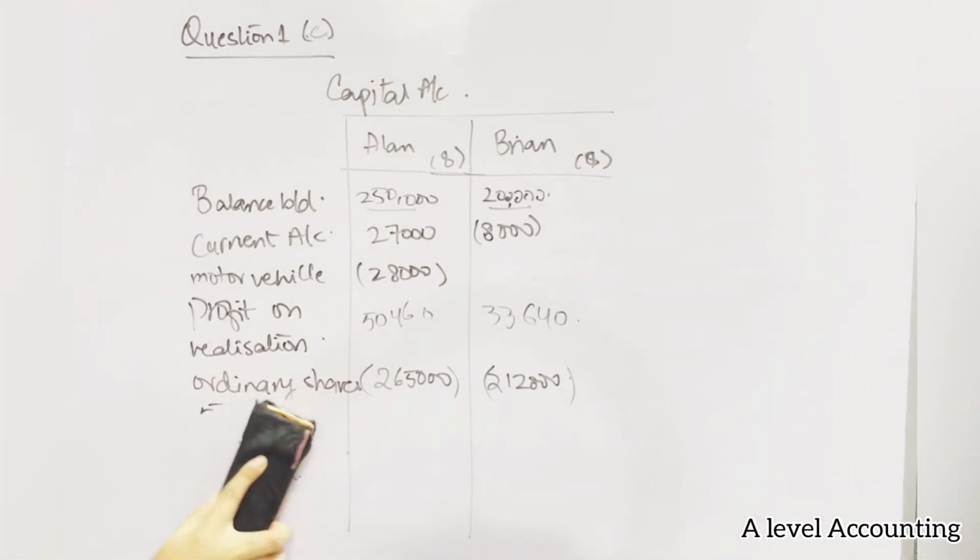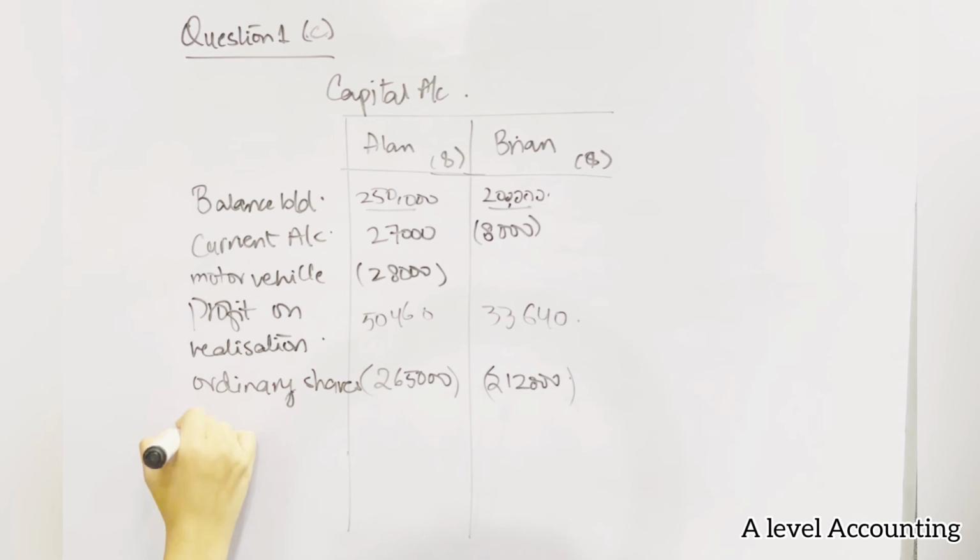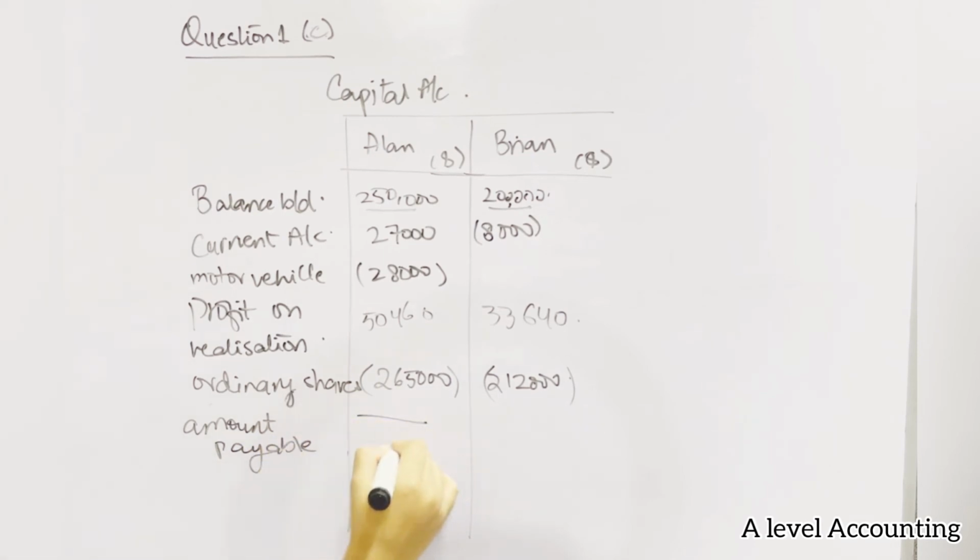I hope this working is clear. If you have any problems or queries, write down in the section below. So now the amount that is still to be payable is what we're supposed to calculate. It is 34,460 for Alan and 13,640 for Brian. So that's all you were supposed to do.